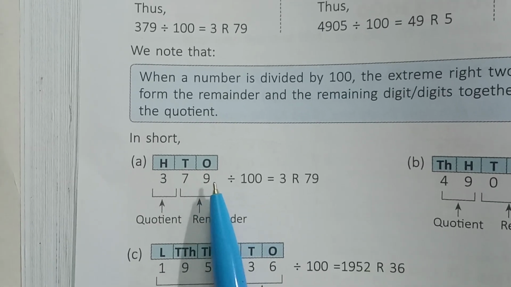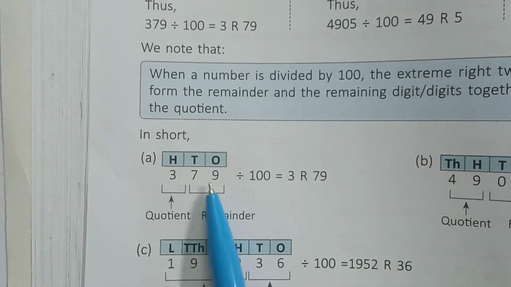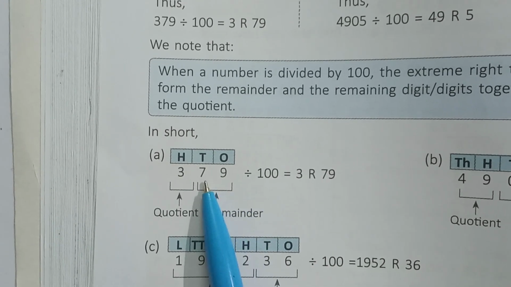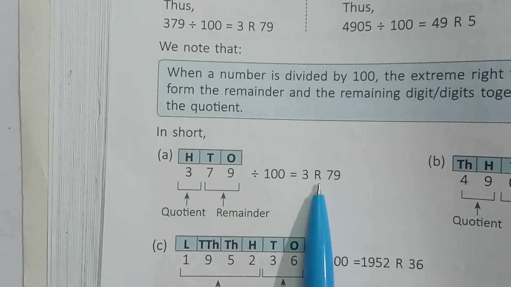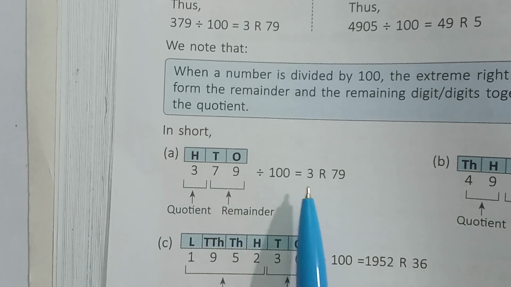So the number formed by ones and tens place, these two. Because you are dividing by 100, you will take two digits here. So this 79 will be your remainder. Look here, R79, and the leftover, that is your 3, is your quotient.